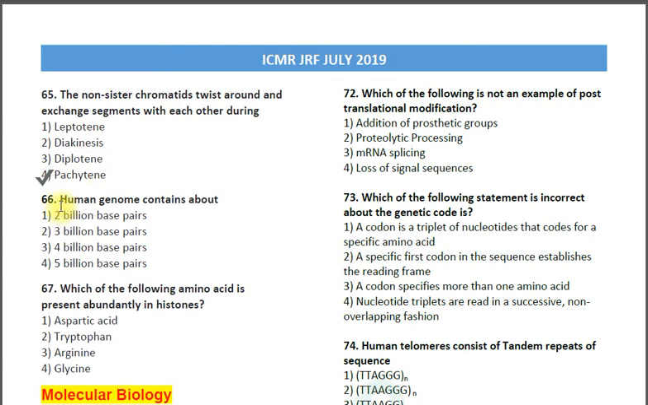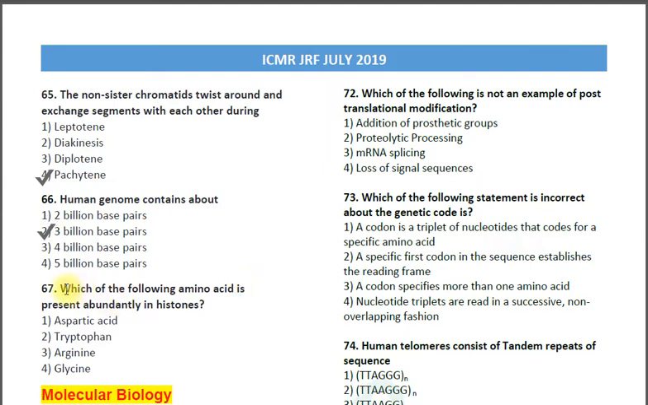Question number 66. Human genome contains about 2 billion base pairs, 3 billion base pairs, 4 billion base pairs, 5 billion base pairs. Note all the options are in billions. So it is important to remember the correct figure, and the correct one is option number 2, which is 3 billion base pairs.